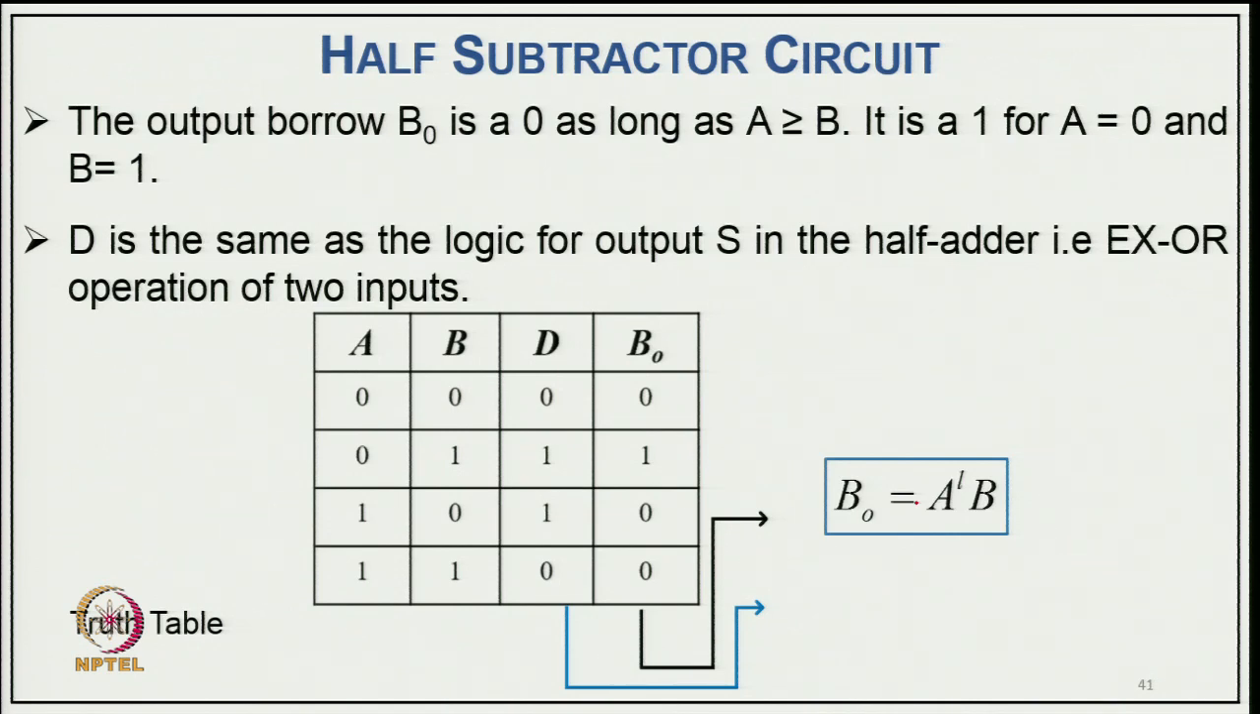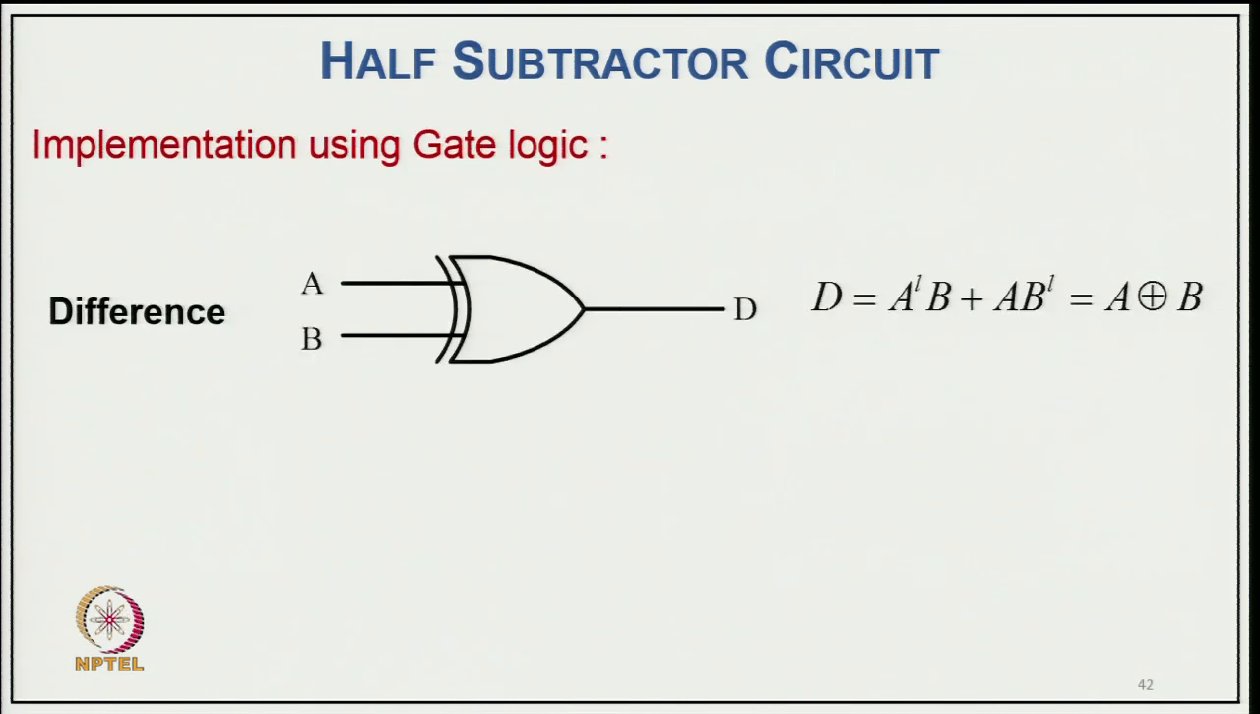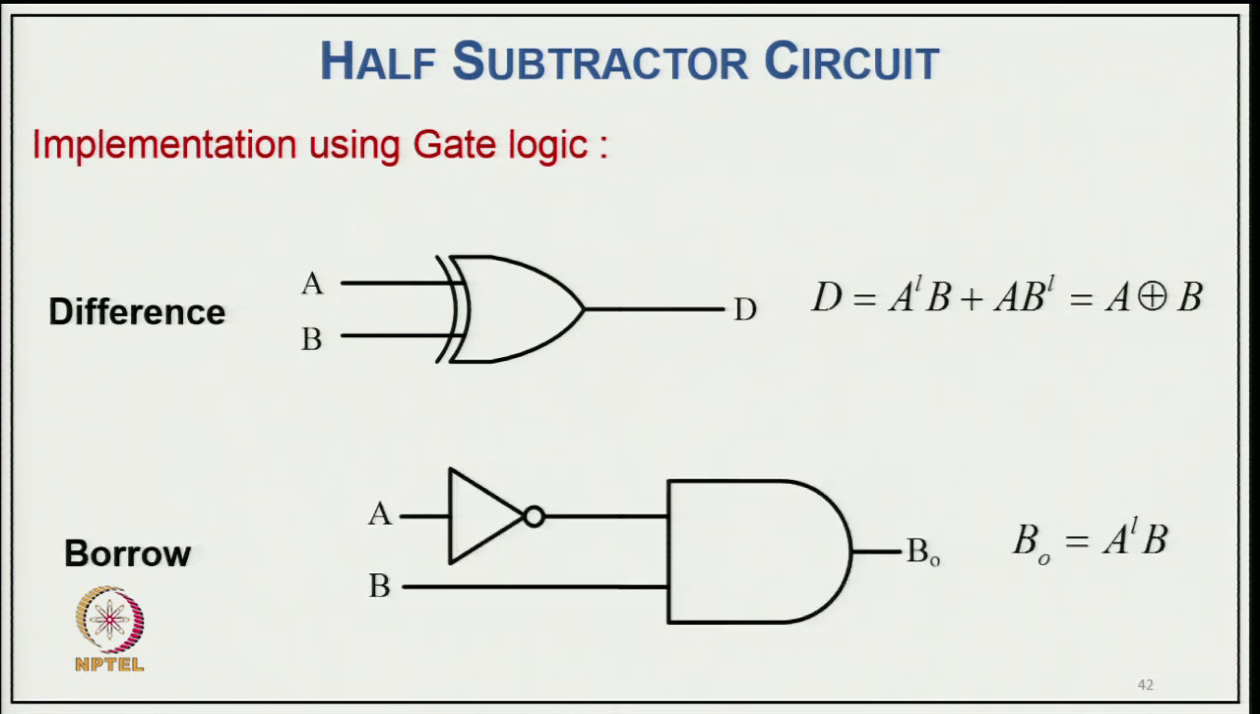So, the borrow here will be directly only one condition, that is A bar B, corresponding to this condition only, and of course, your difference will be the same as for the adder. So, D equals A bar B plus A B bar, that is A exclusive OR B, and the difference can be represented by the same exclusive OR gate as in the adder. So, A and B go through an exclusive OR to give D, and your borrow bit can be represented by A inverted with NOT and then ANDed with B.